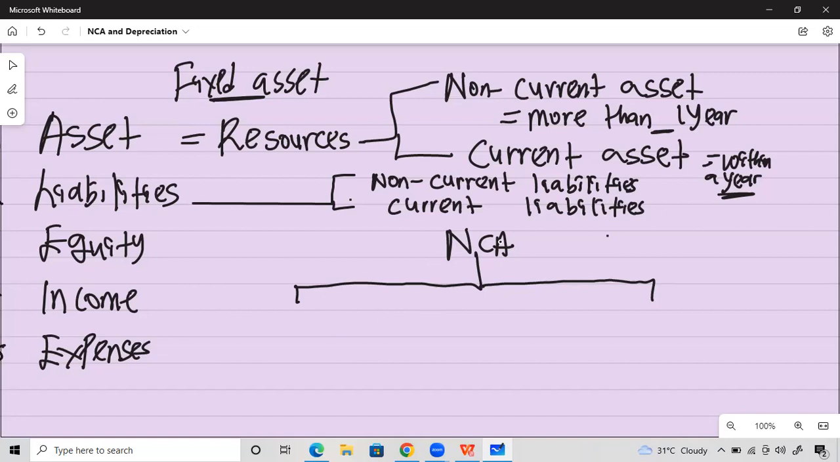When we say NCA, it means non-current asset. Non-current asset is further divided into how many? It's further divided into two. We have the tangible, and we also have the intangible. Please don't forget, we have tangible, and we also have intangible.